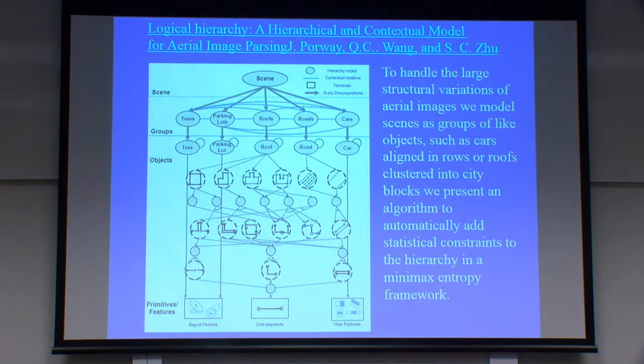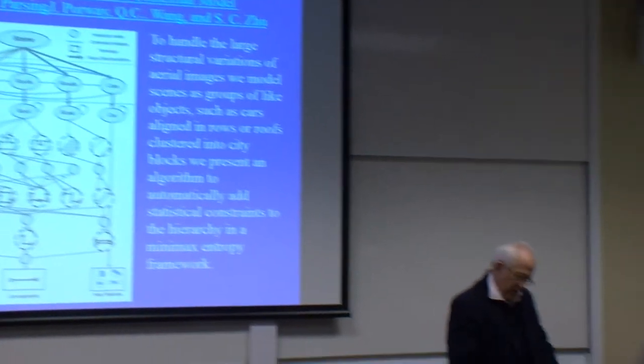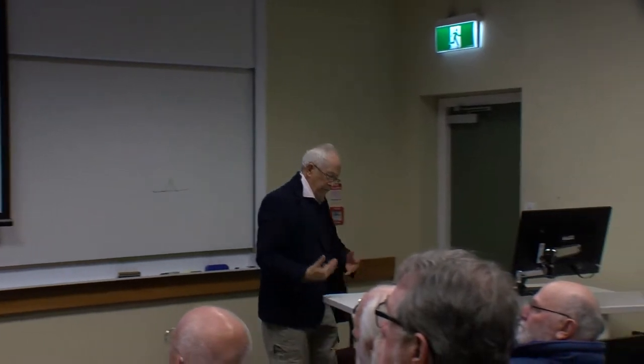So this is the logical hierarchy. This is what we're going to write in terms of a Fortran program, a hierarchical contextual model for aerial image parsing. And this has got a hierarchy in it because you've got a scene, you've got groups in the scene, you've got objects in the scene. Each of the objects is made of primitive features. So there's a hierarchical structure in the logic of understanding an aerial photograph.